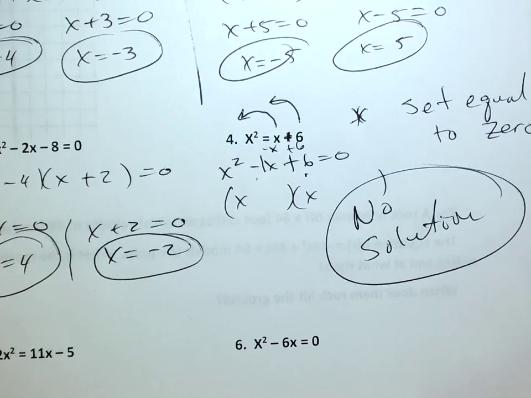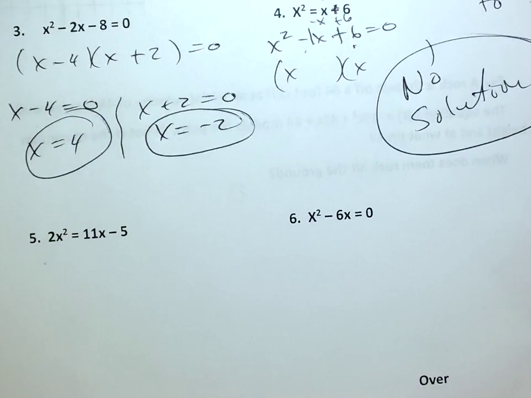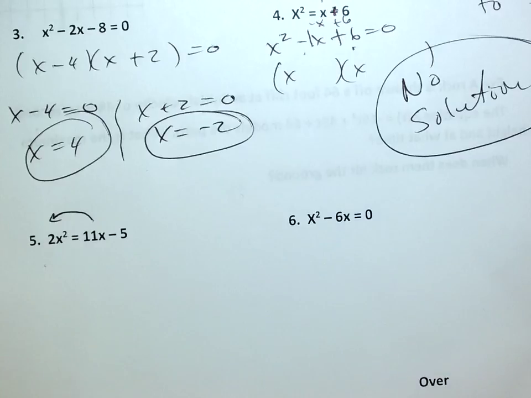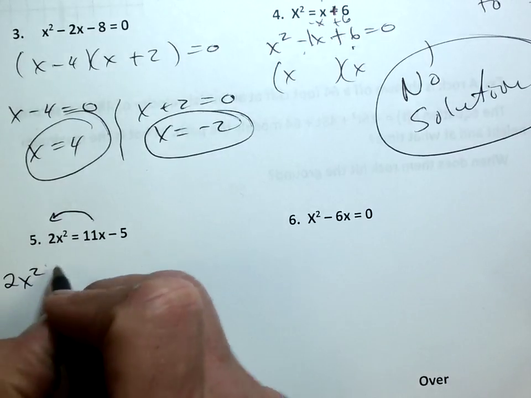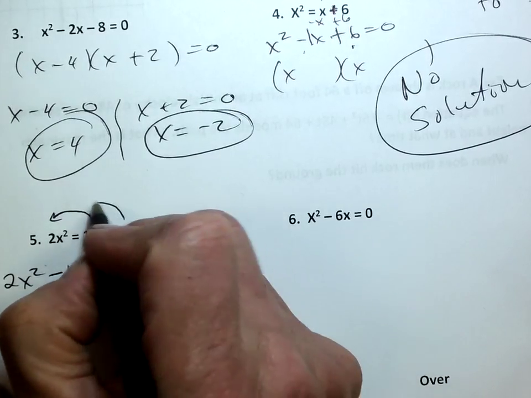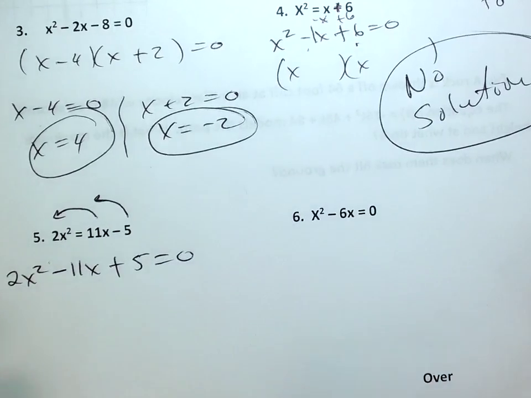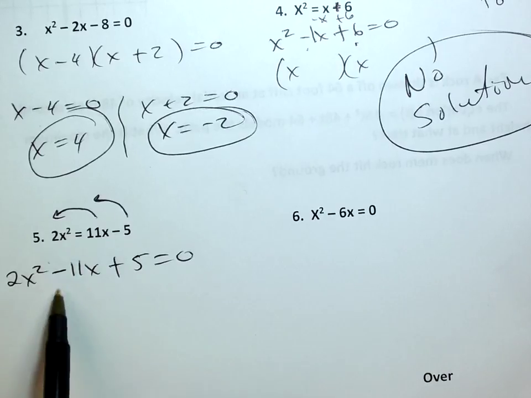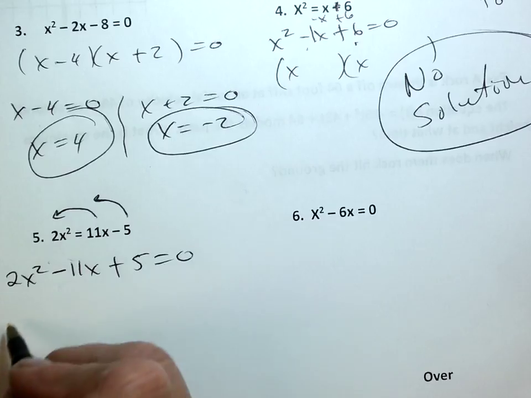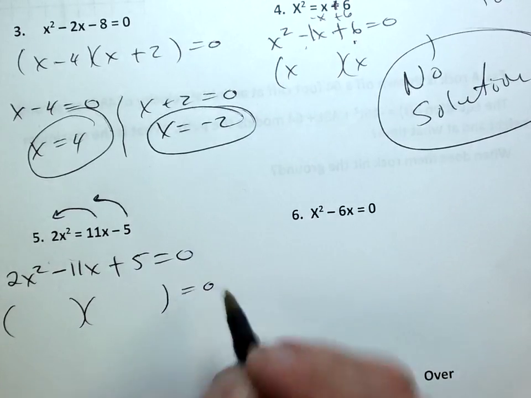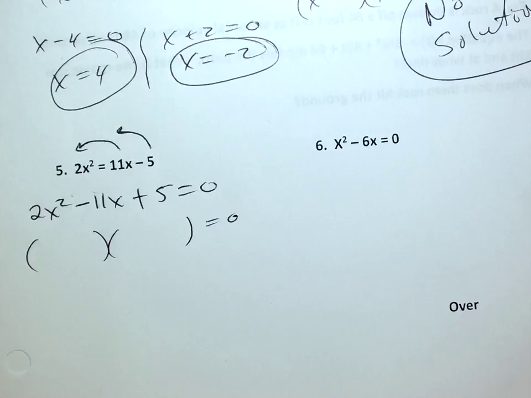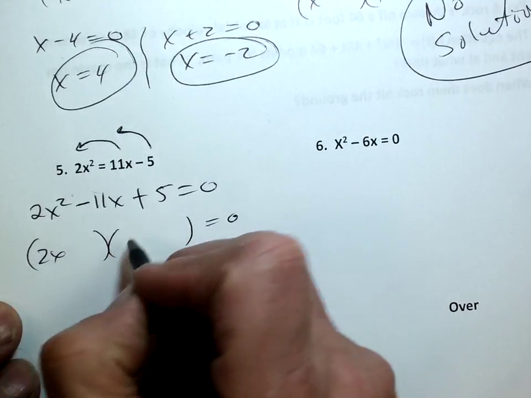Okay, number 5. Let's do 5. What's the first thing we've got to do? So, how do I bring over the 11x? Subtract the 11x. So, 2x squared minus 11x. How do I bring over the 5? Plus the 5, right? We're far enough in algebra that I don't need to show that step. Agreed? Bring it over, so I subtract it. Bring it over, so I add it, right? Will it factor? Yes, this one actually does factor. 2x, x, right?